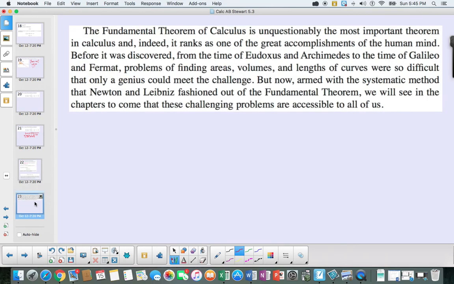Take a minute to read this so that you look at it. This is probably the pinnacle of this whole course, the fundamental theorem of calculus. It relates all the concepts that we've studied. It relates limits, derivatives, integrals of one kind, integrals of another kind. It really pulls in everything that we've learned.